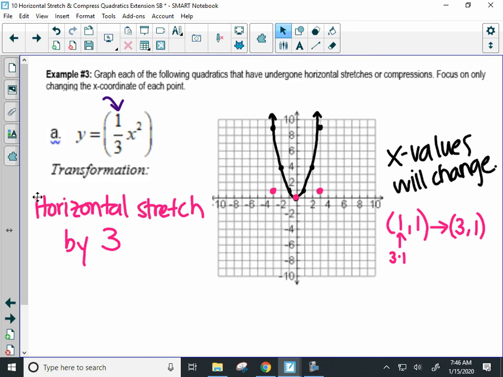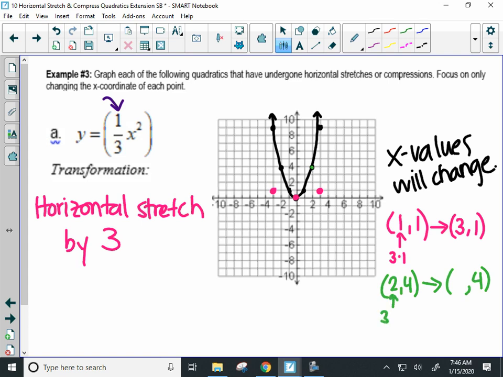The next point on your graph is 2, 4. Again, the y stays the same. The x is multiplied by 3. So that's going to be the point 6, 4. And then symmetry gives me -6, 4. Do you see how this is going to work?